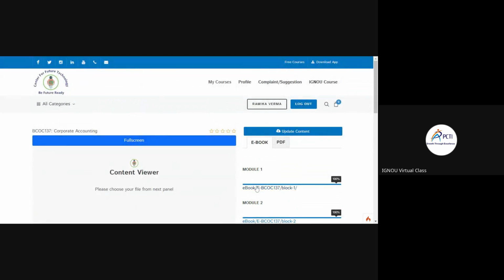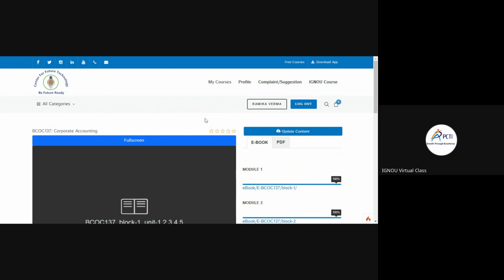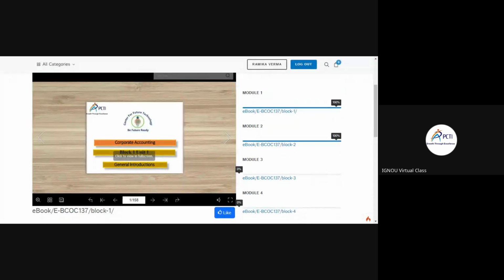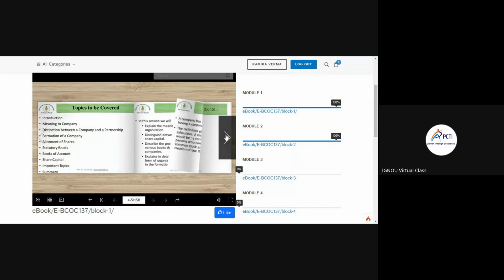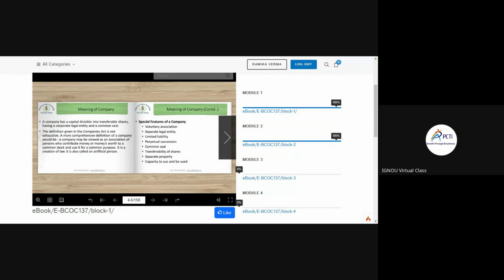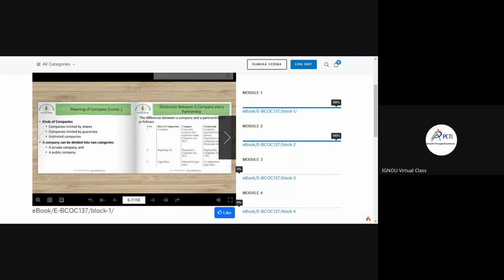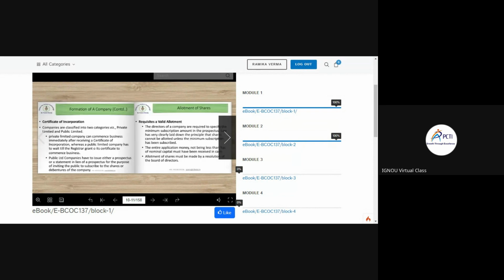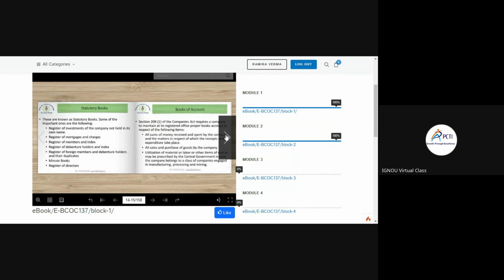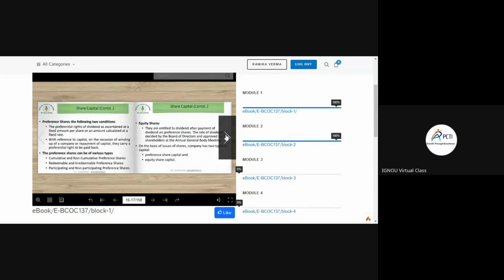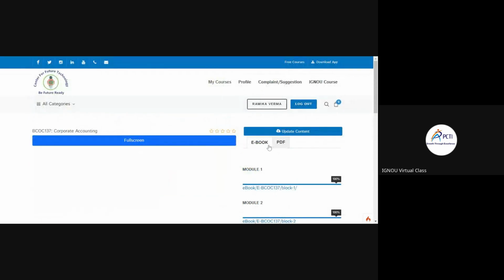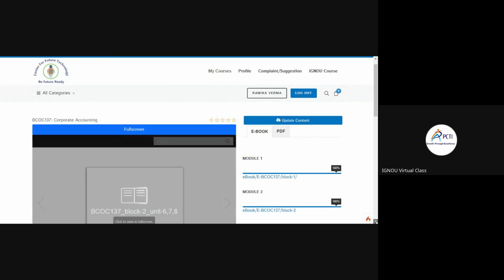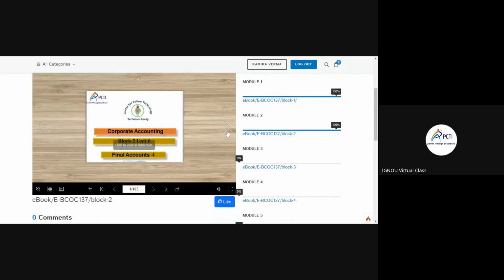For example, we have block 1 of corporate accounting. Like this, you can have the important topics, important things. Instead of reading all the basic theories, you can just check from these PPTs. You are able to know the important points, like the thing which we have already studied today, final accounts.